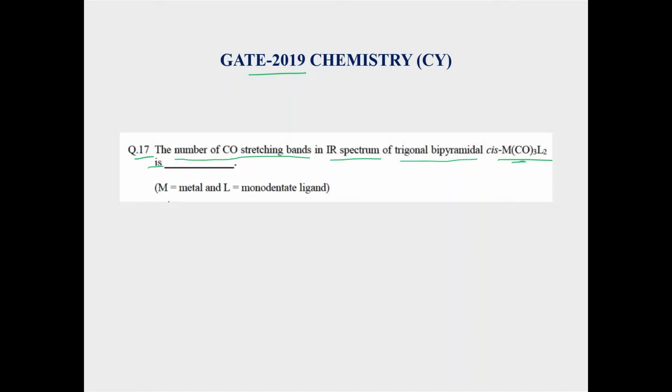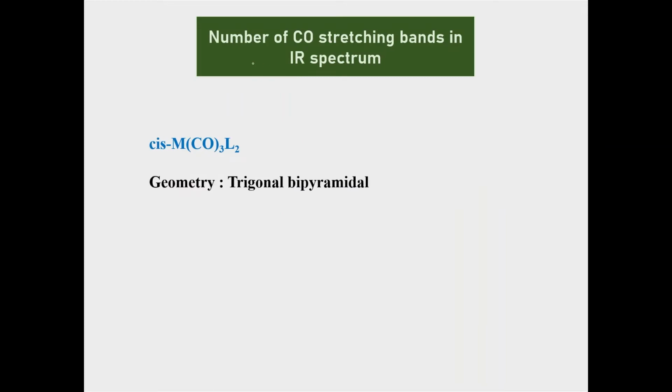M is the metal and L is a monodentate ligand. So we have to find the number of CO stretching bands in the IR spectrum. They have already given the geometry of this complex, cis-MCO3L2. It is trigonal bipyramidal. So let's draw the complex first.